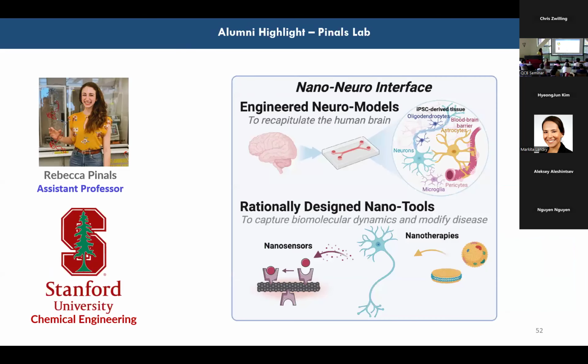Another alumnus, Rebecca Pinels, who's starting her lab at Stanford and recruiting, so if anyone's interested, please reach out to Rebecca. She is looking at the use of these materials or these probes in human-derived brain organoids.